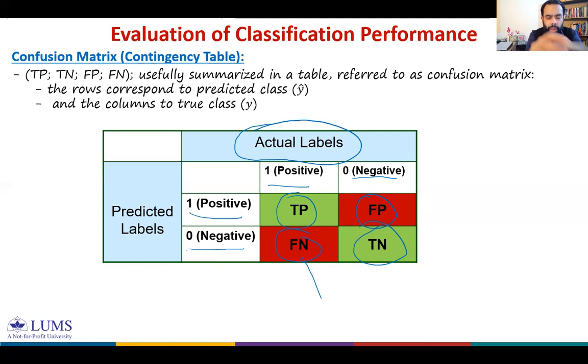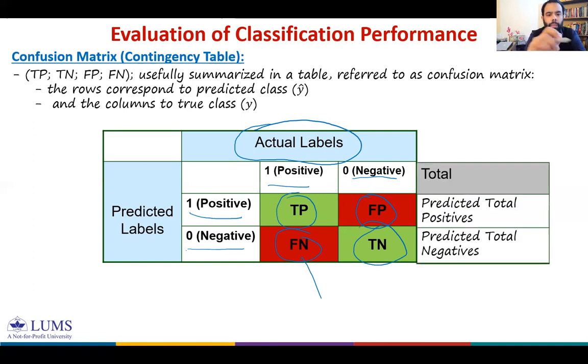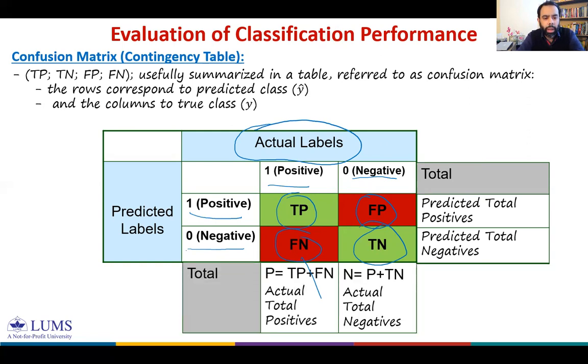If you sum these two terms, TP and FP, true positives and false positives, what you get is the total number that the model predicted as positives. Similarly, if you add false negative and true negative, you get the total negatives the model predicted. And if you sum along each column, what you get is the actual total positives and actual total negatives.